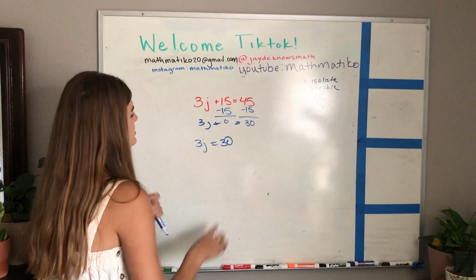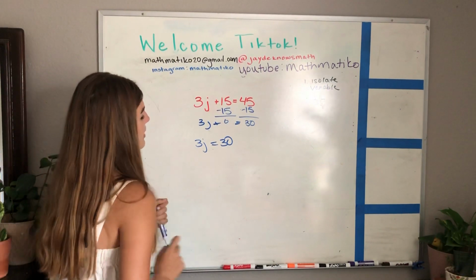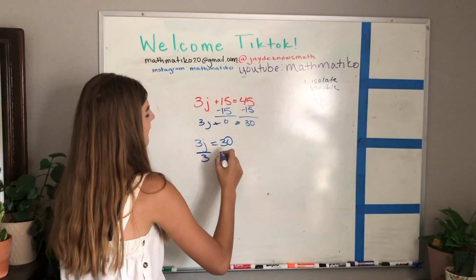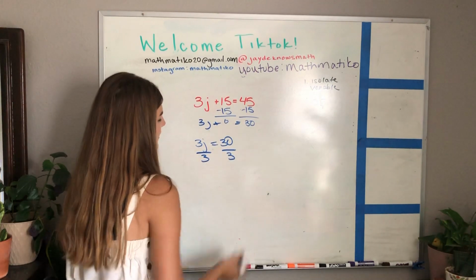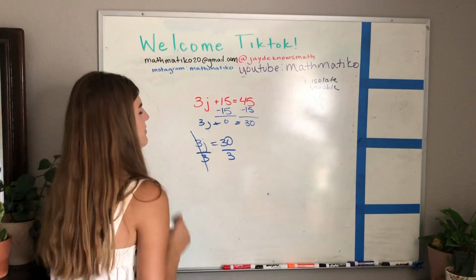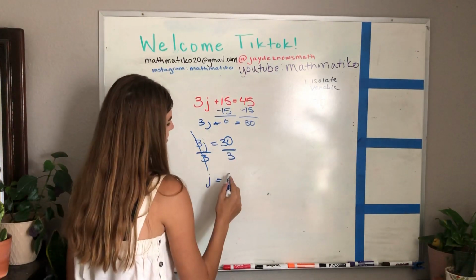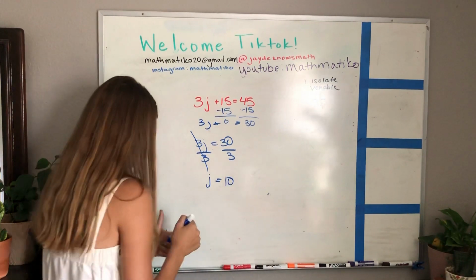Now what are we going to do? We notice that the j is being multiplied by 3. Opposite of multiplication is division, so we're going to divide by 3. These cancel out. 3 divided by 3 is 1, so that's just j. 30 divided by 3 is 10, so we got j equals 10.